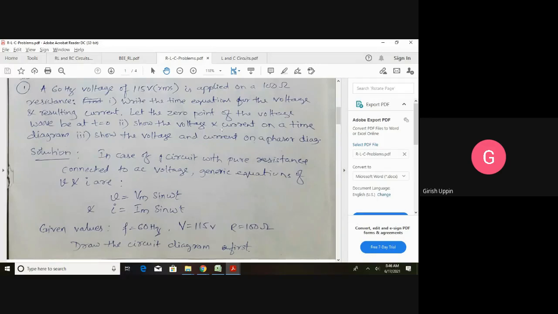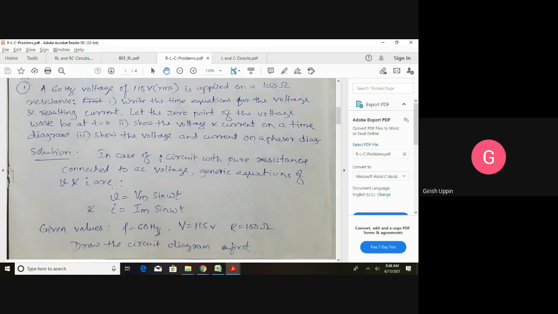What is the meaning of this? Draw the waveform. Then third, show the voltage and current on a phasor diagram. So we have to draw the phasor diagram first. So it is a pure resistance. In case of a circuit with a pure resistance connected to AC voltage, the generic equation of V and I.